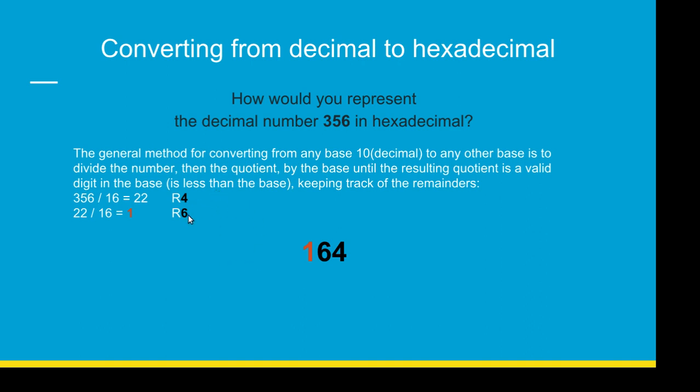We would get a letter in there if our remainder or final quotient was larger than 9. That would put a letter in it. Why do we have the last one?